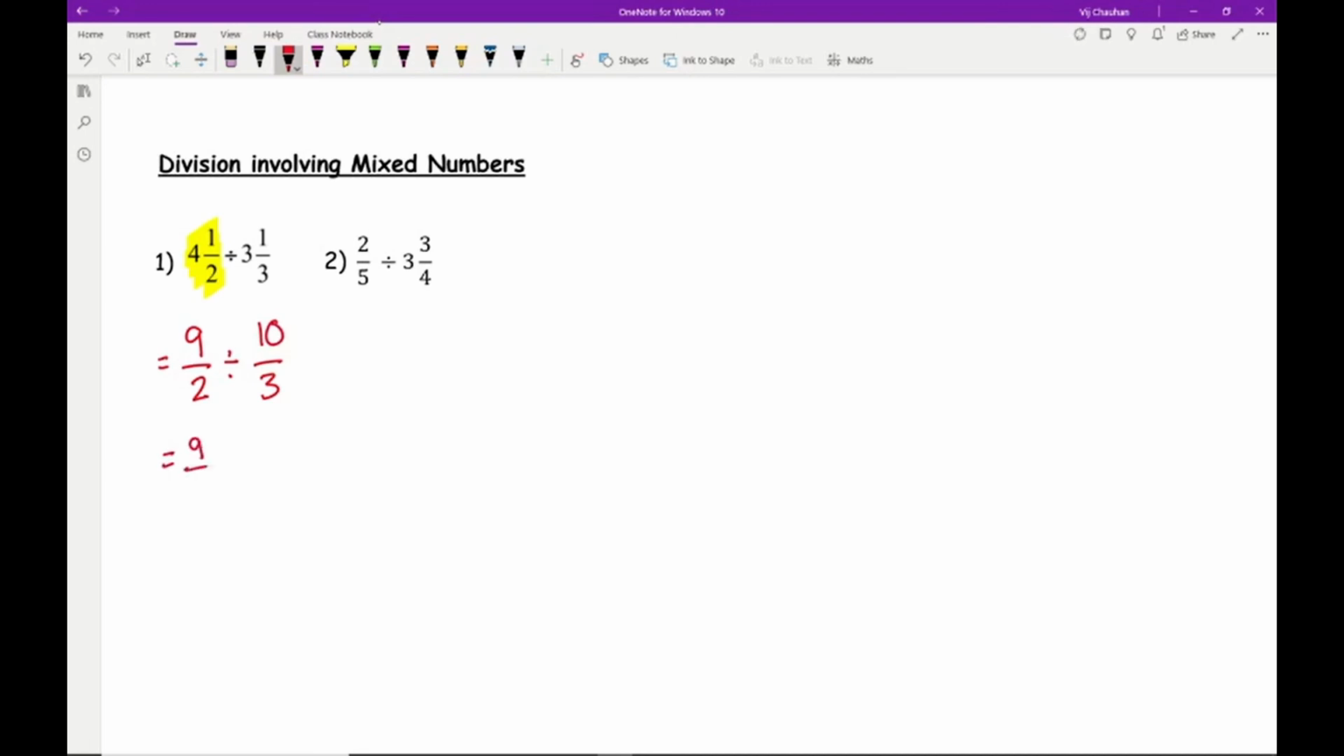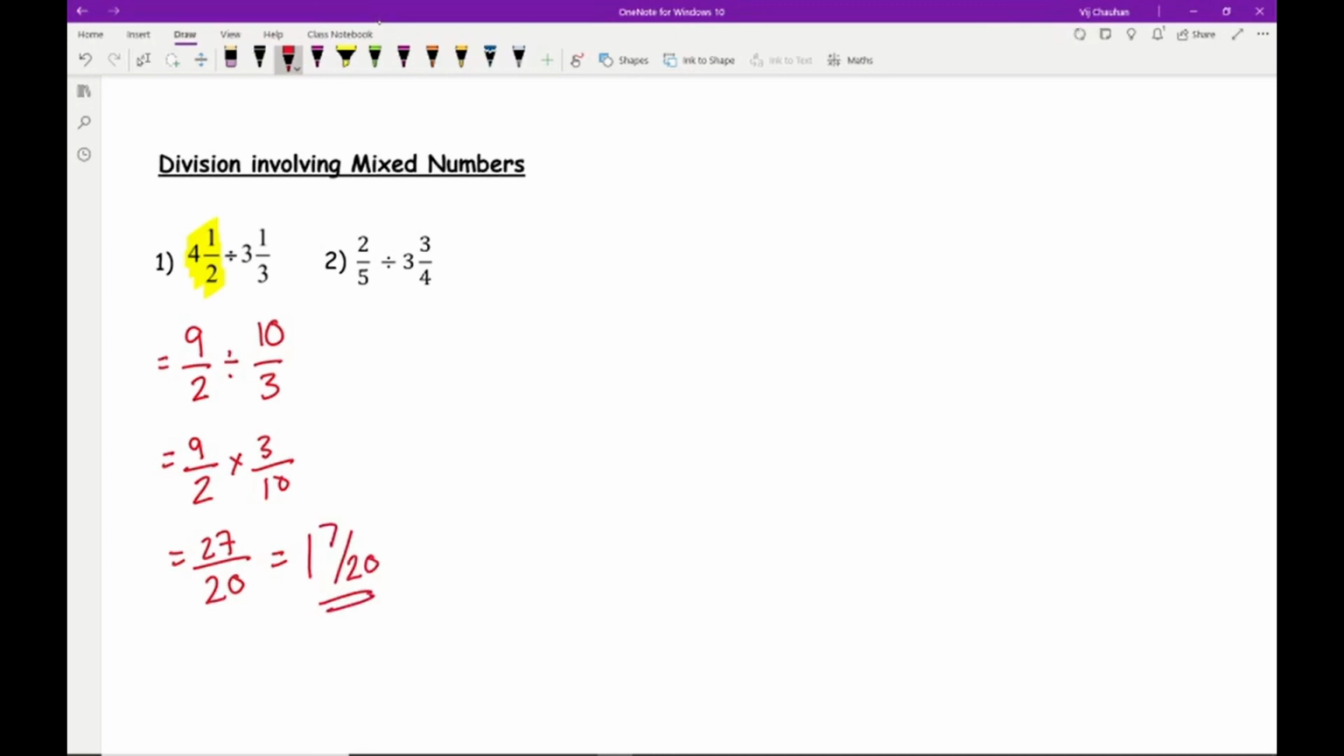Then I can apply the 3 steps. So flip the second fraction, and it turns to a times, and then 9 times 3, which is 27, over 20, and written as a mixed number, how many 20s go into 27? That'd be 1, remainder 7, with the original denominator as 20.